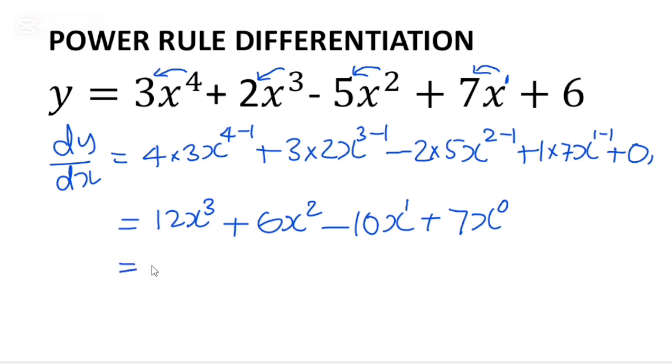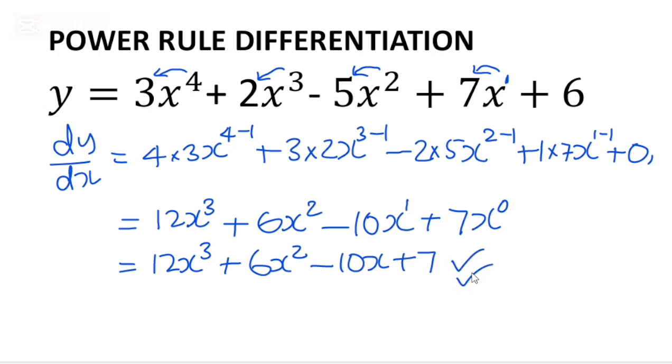So we're going to have 12x cubed plus 6x squared minus 10, x to the power 1 is just x, then plus 7, x to the power 0 is the same as 1, so 7 times 1 is just 7. So this is the derivative.